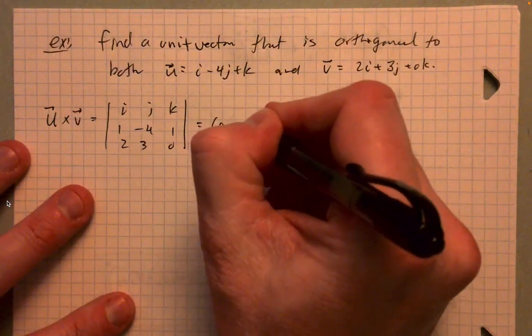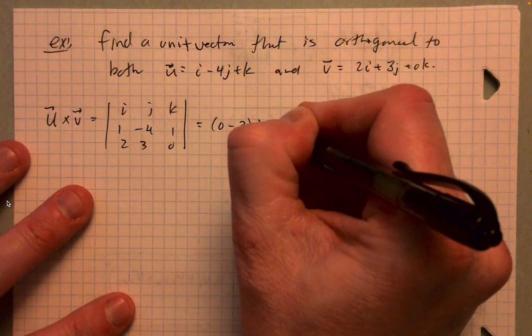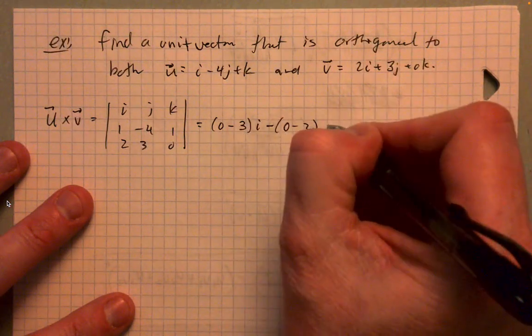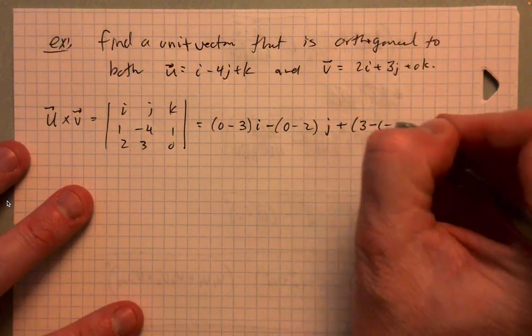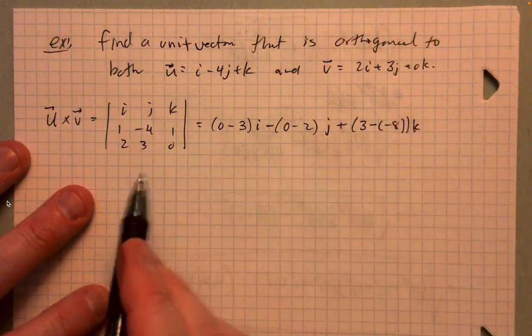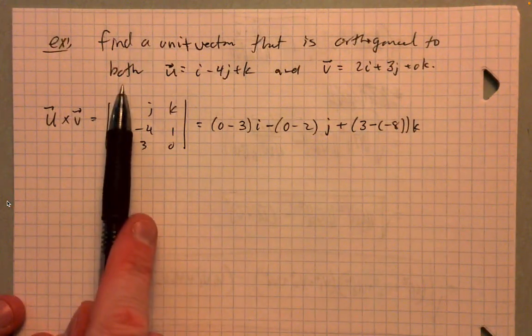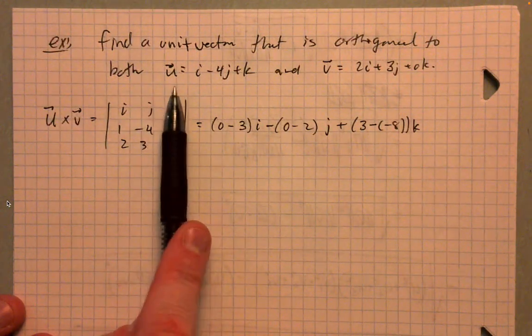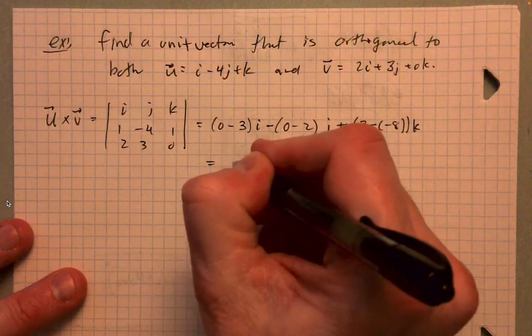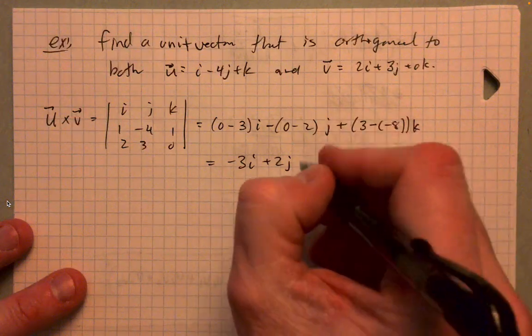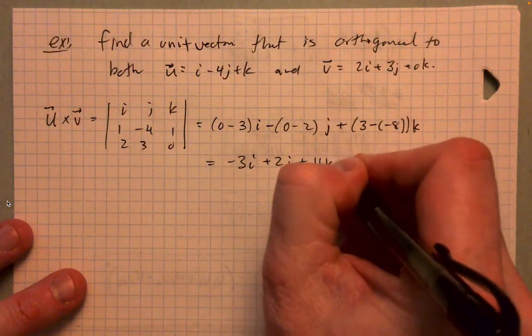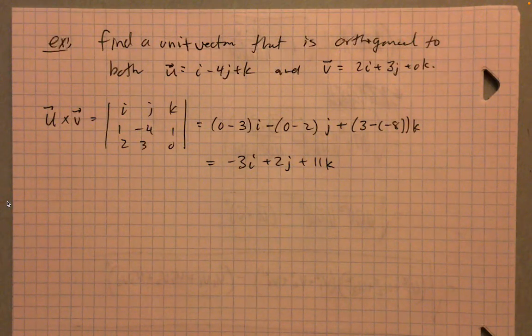Okay, so you get 0 minus 3 i minus 0 minus 2 j plus 3 minus negative 8 k. Again, just going through here and crossing that out, and then crossing that out for the middle component, and then crossing that out for the third final component. And so what do you get? You get negative 3i plus 2j plus 11k. So this vector here is u cross v, and it's orthogonal to both of those vectors.